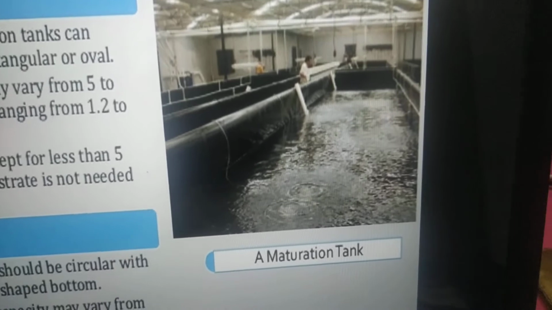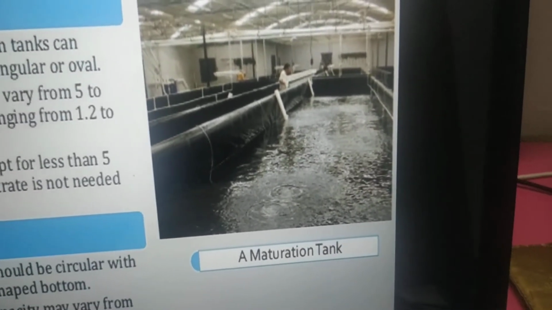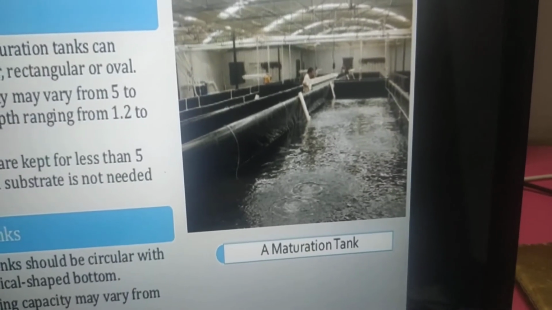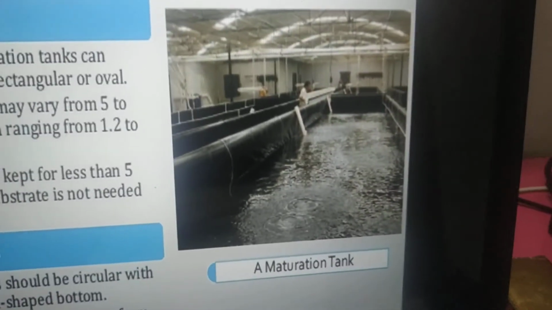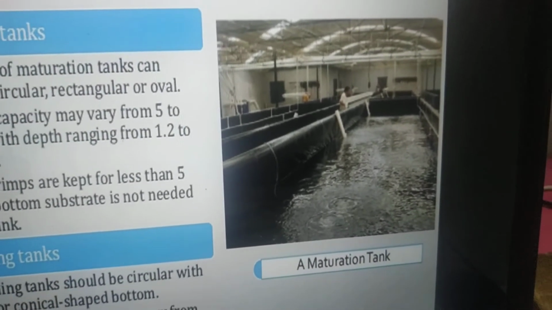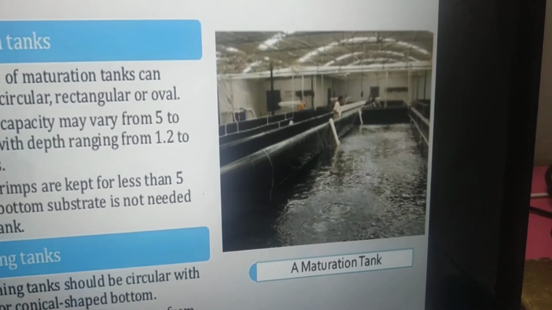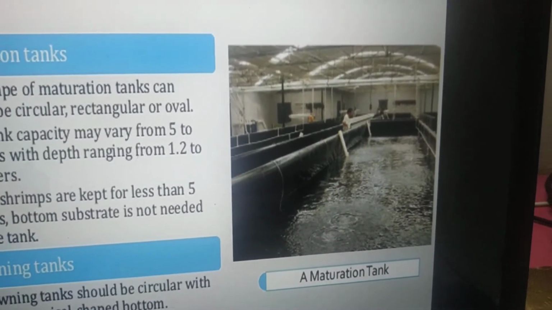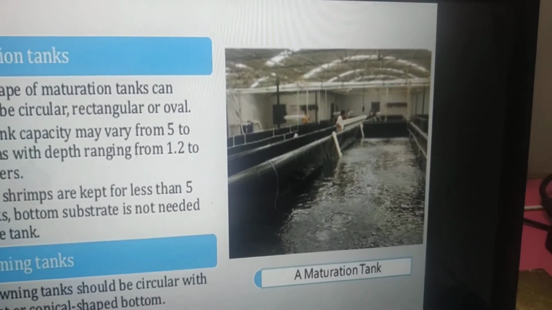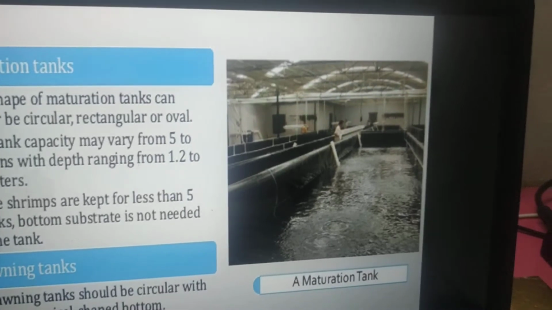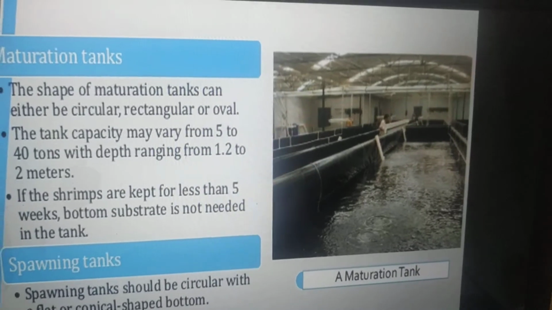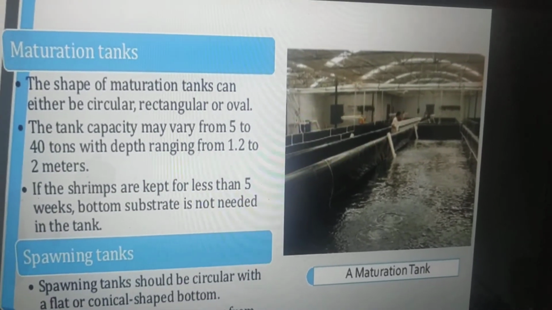And the maturation tank is usually dark in nature. Outsiders are not allowed usually. Pin drop silence is maintained in this. You should not disturb the brooders unless for health sake and all. Right? So other feeding, water exchange, and so on. During that time only you can go into the maturation tank. Other time you should not allow to go because you should not disturb the animal.